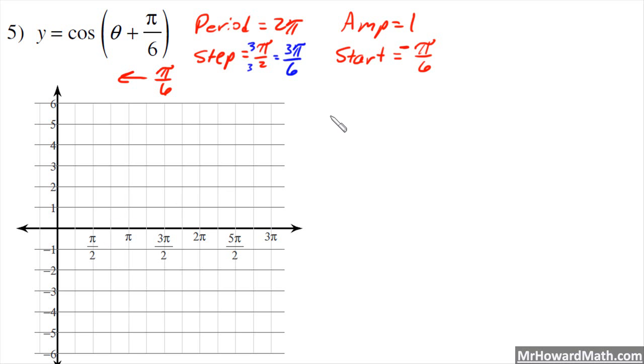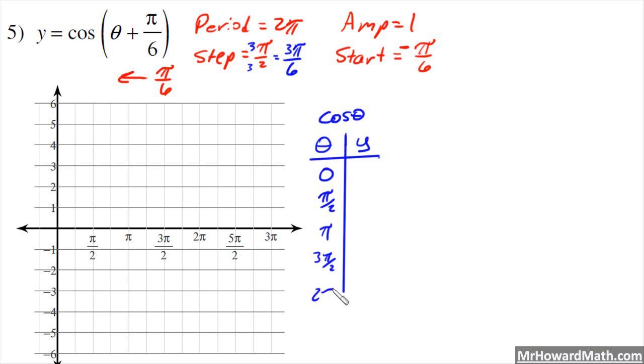So next thing we do is make our parent table for cosine theta, and we'll put our theta here and y values next to it. So 0, pi over 2, you should have this memorized by now, pi, 3 pi over 2, and 2 pi. And then for cosine, it's 1, 0, negative 1, 0, 1. Now make the changes. So this would be cosine of theta plus pi over 6. Remember, it's left and right opposite of the sine, so that's why it's left, not right.